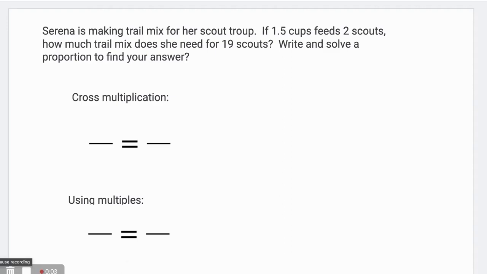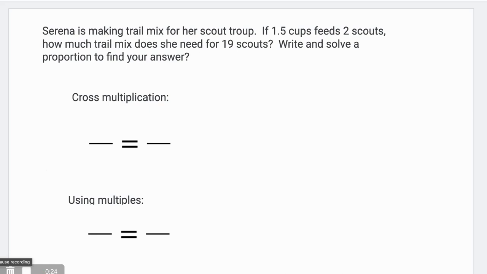Next, we're going to look at how to set up proportions from word problems and solve them. So our first problem says, Serena is making trail mix for her scout troop. If 1.5 cups feeds 2 scouts, how much trail mix does she need to feed 19 scouts? Write and solve a proportion to find your answer.